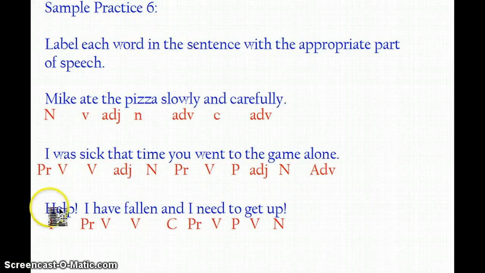In the last sentence, help is an interjection. I is a pronoun, have fallen, both verbs, helping verb and action verb. And is a conjunction, I is a pronoun. Need is a verb, you can do that, you can need something. To is a preposition, get is a verb, up is a noun. So if you missed any of those, you might want to talk to me.